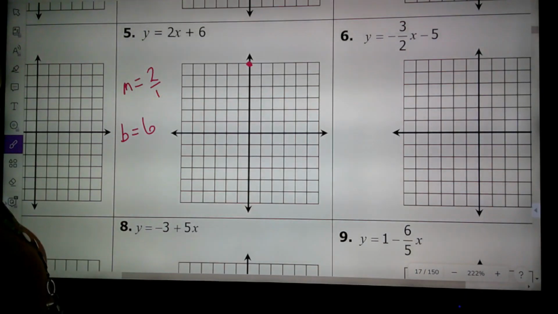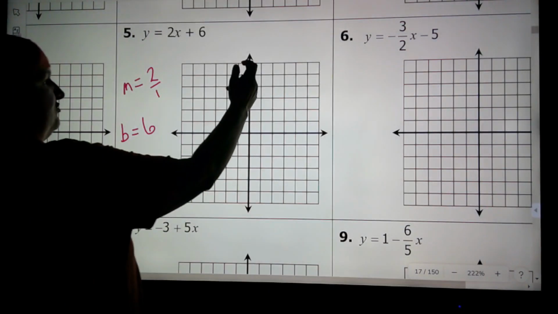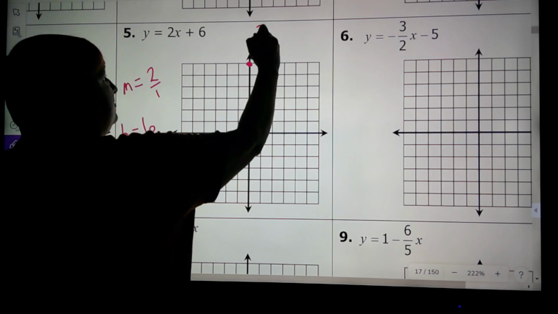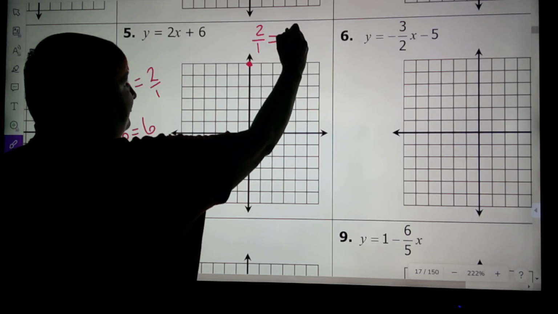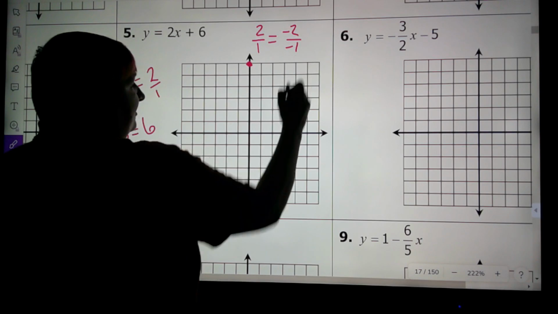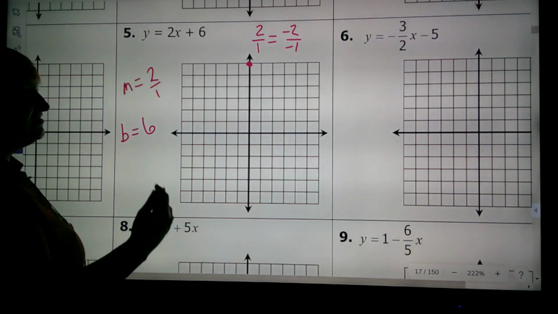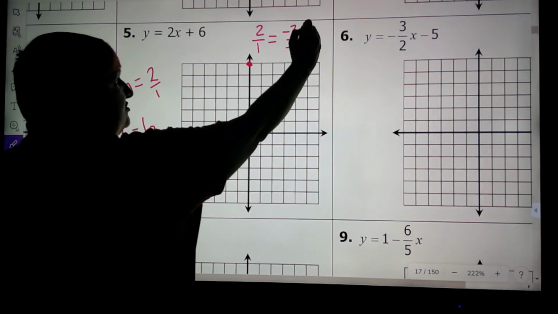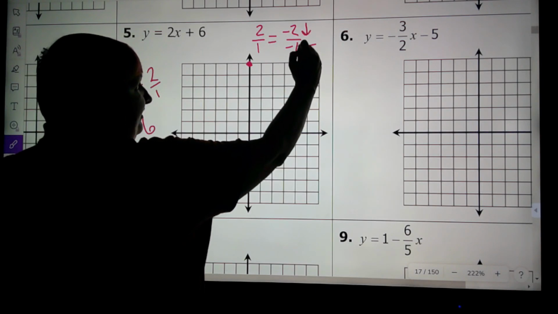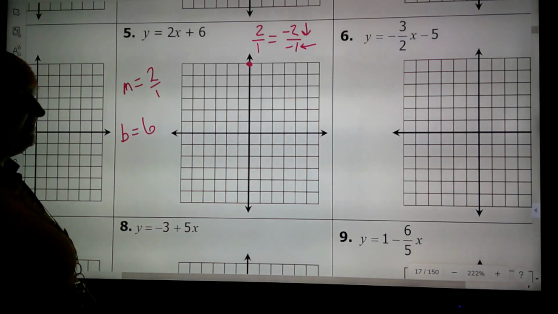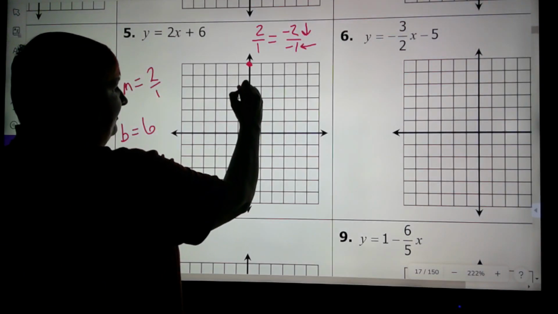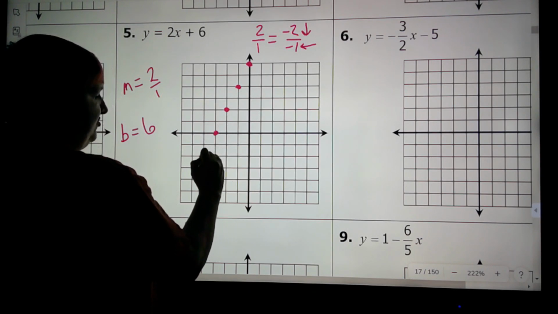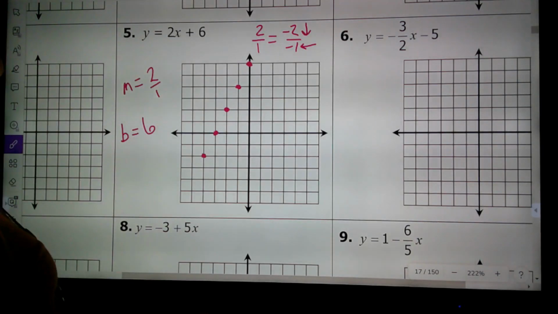Now aren't you glad I taught you that thing? Because to go 2 up and 1 over is off the graph. But if 2 over 1 puts you off the graph, then do the opposite: negative 2 over negative 1. Because they're equivalent. So I can go down 2, left 1, and still be on the same line. You do as many points as you want to, but at least 2.